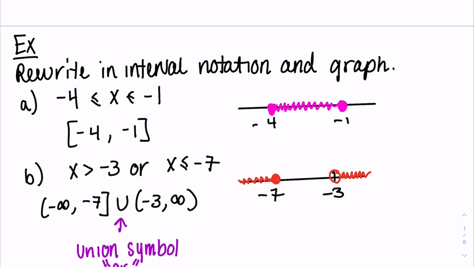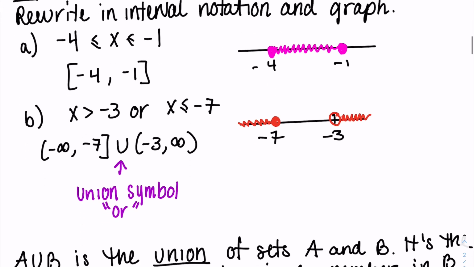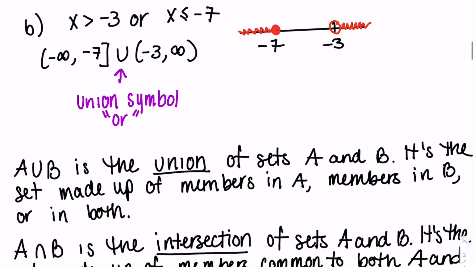So the symbol in the middle is our union symbol, which also means or. Okay. So we have two operations that look similar to each other. The U is the union of two sets A and B. What this does is as long as it's in one of them, it's in the union. It's the members of A, members in B, or members in both.